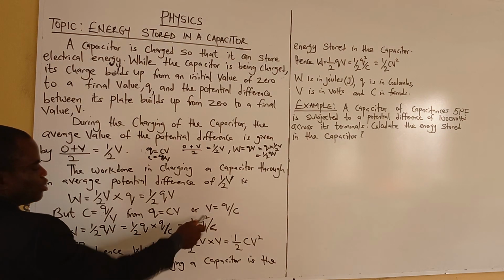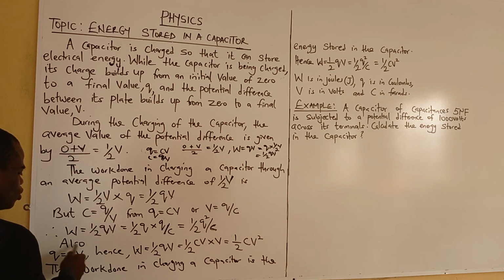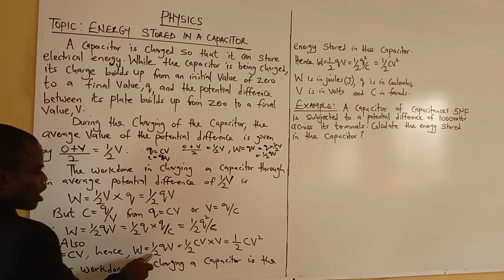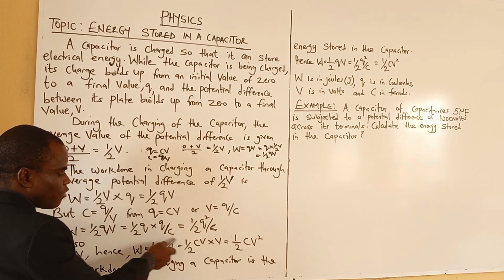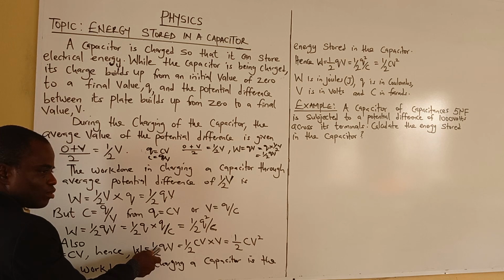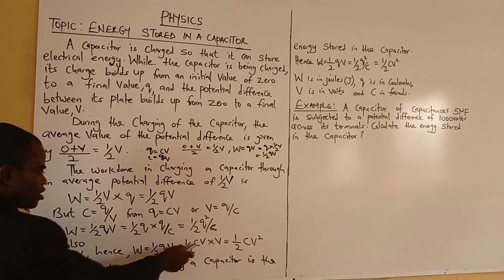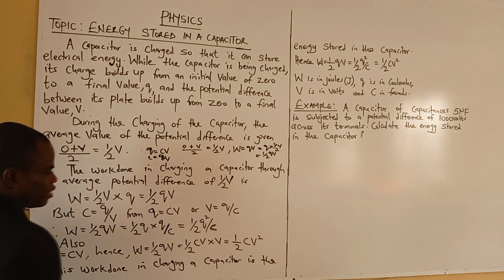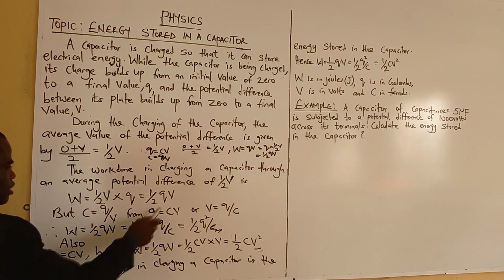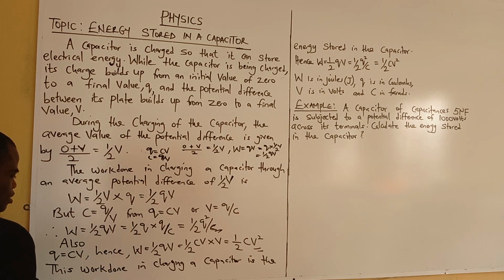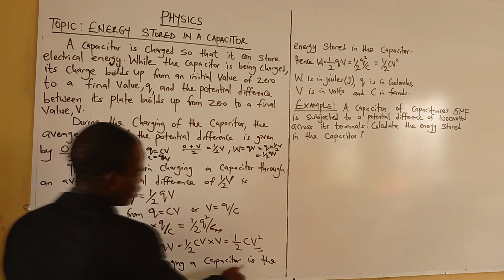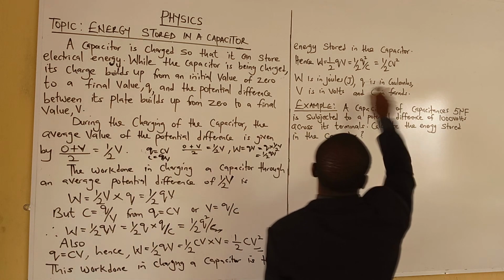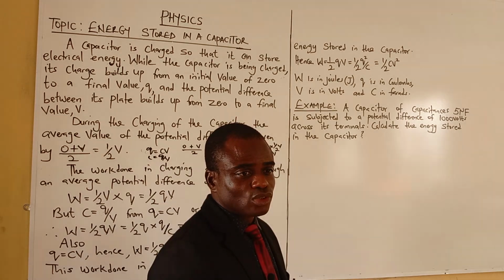Any of the formulas can be used depending on what you are given in the question. Also, Q equals CV, hence W equals half QV, where we are using the average value of V times the Q. You now replace your Q with CV, you have half CV times V, which is half CV squared. It's a very important formula for work done. Is that okay? Now, this work done in charging a capacitor is the energy stored in the capacitor. If you have to look for the energy stored in the capacitor, it's also the work done.